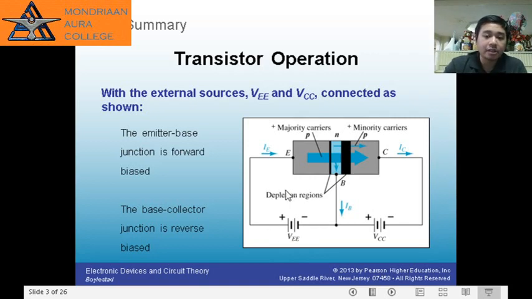Itong mga external power supplies na to, normally, hindi naman tayo talaga nagko-connect ng direktang power supply sa ating BJT. Naglalagay tayo ng mga external resistors sa different terminals natin to set up the proper biasing. So this is just a representation na kung paano natin ibabias properly yung ating transistor. Alright? For this one, let's focus on the base and emitter junction.